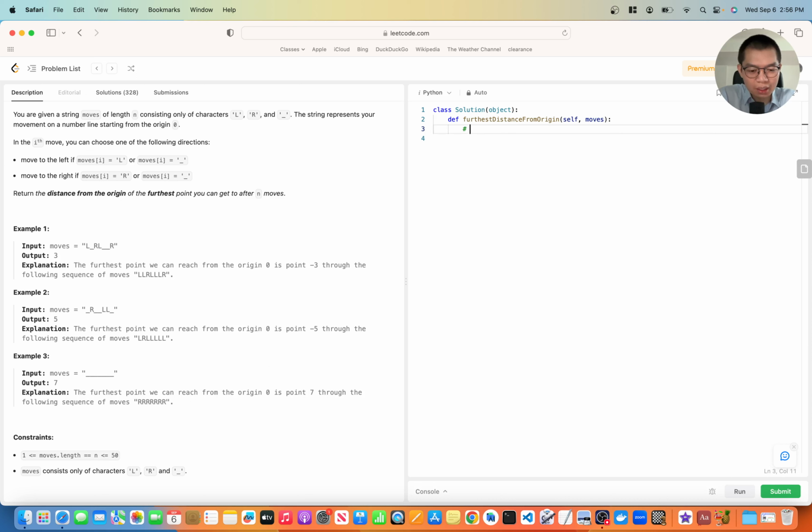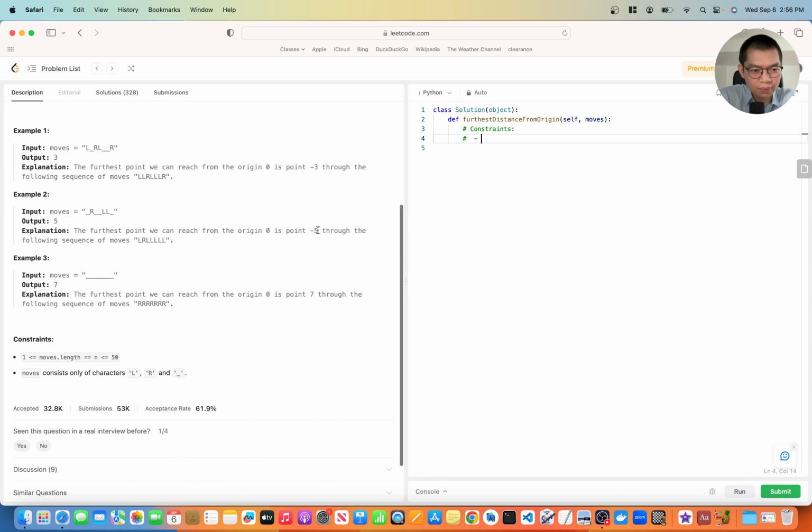So I always like to take a look at the constraints. So let's take a look at what constraints we've got. 1 is less than or equal to moves.length, which is equal to n, which is less than or equal to 50. So you know that you're given 50 or fewer moves.